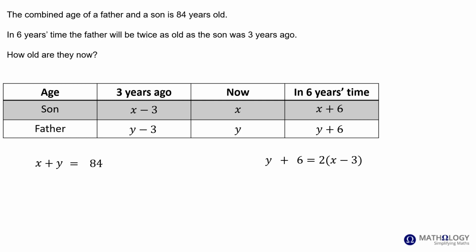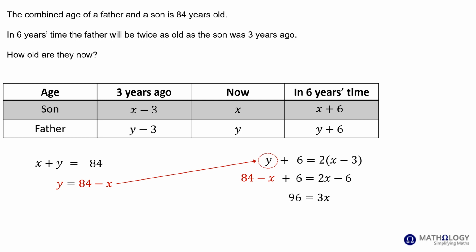So, isolating y from the first equation gives us y equals 84 minus x. Now, substitute this expression for y into the second equation and solve for x. The current age of the son, x, is therefore 32. That means that the father is currently 52 years old, since their combined current ages is 84. You should always check your work too. The father will be 58 in 6 years' time, and the son was 29 3 years ago. 58 is twice 29, which means the solution is correct.